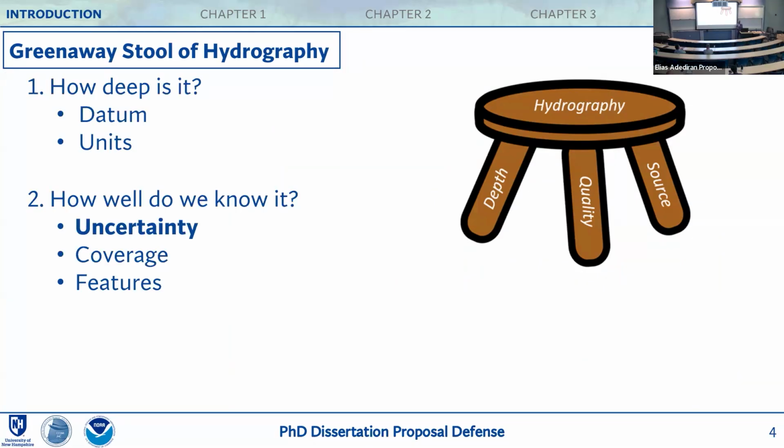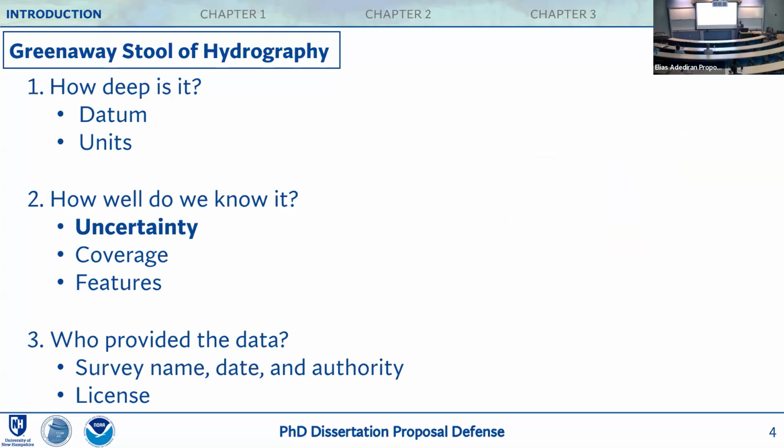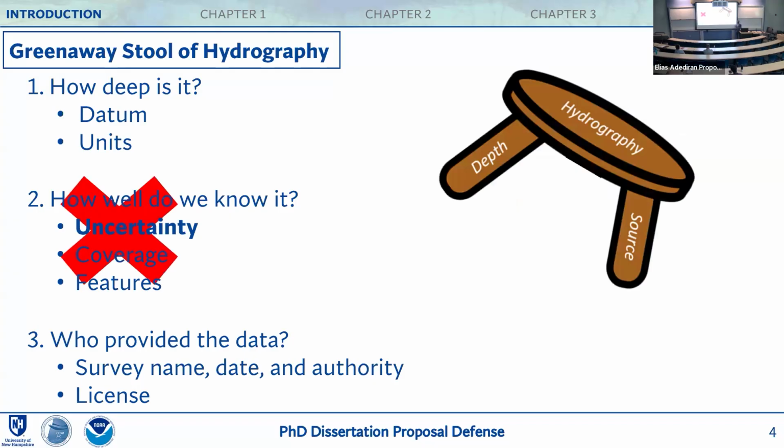How deep is it? How well do we know it? And who provided the data? I want to say that if you know just the depth, that is not sufficient if you don't have the quality of the bathymetry or you don't know the source of the data. So it is important that we have these 3 components. So if a leg is missing, what happens to this tool? It tips off, which is problematic, and we always don't want that.